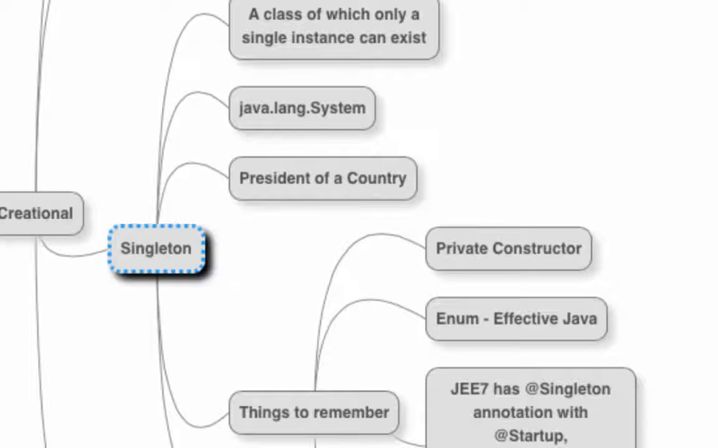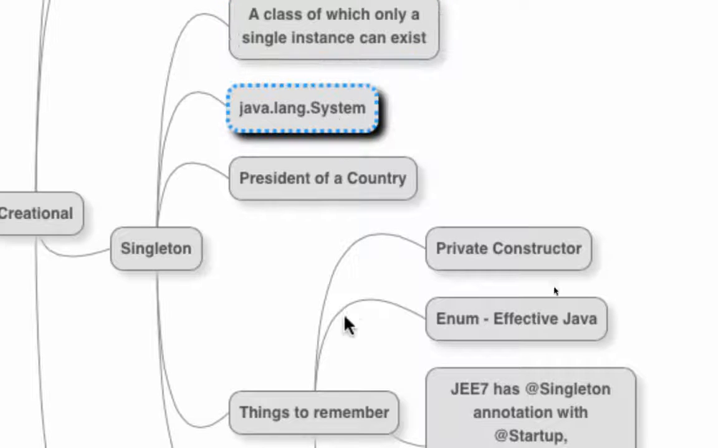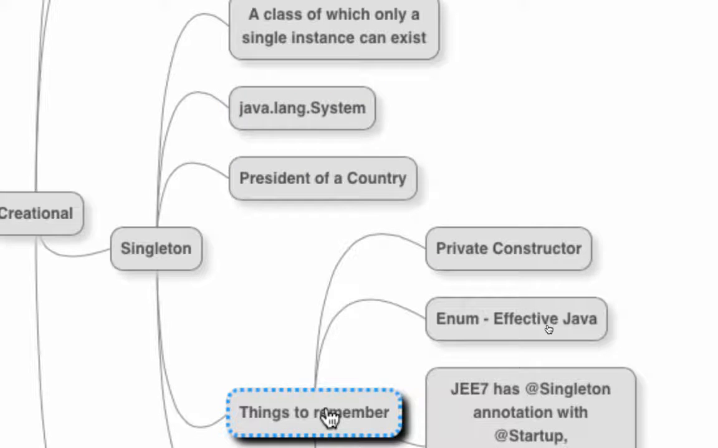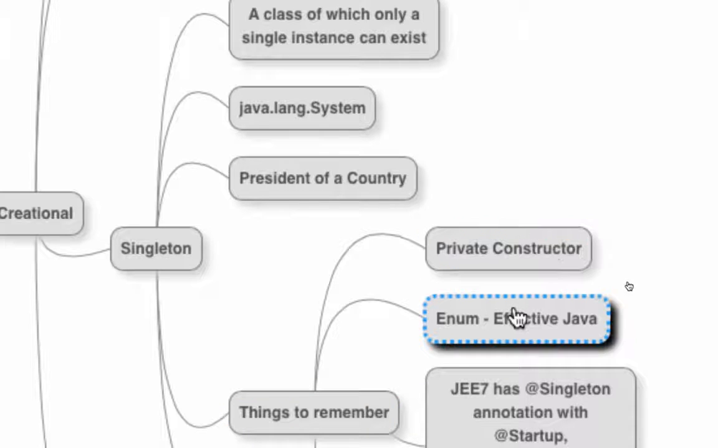That's the singleton pattern. In a singleton pattern, basically you have just one instance of a class per JVM. A good example is java.lang.System, or all the beans when you are initializing them using Spring. And also remember to have a private constructor, and you can look up Effective Java for how you can create a singleton using an enum.